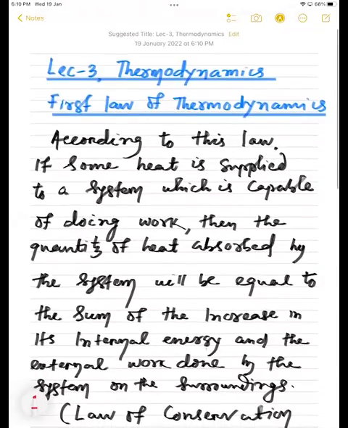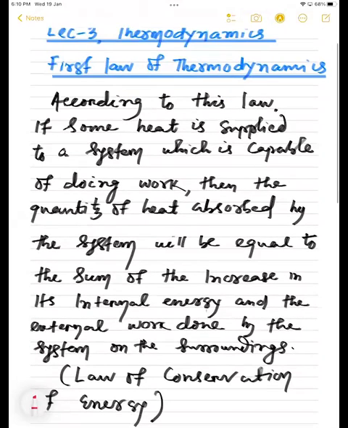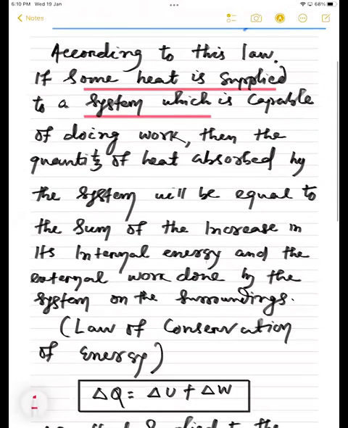Students, in lecture 3 of thermodynamics, let's go to the first law of thermodynamics. What does this law state actually? According to this law, students, some heat is supplied to a system, right? Let's say we want to do some work and we give some heat. Giving heat means endothermic, right, in any reaction, and the system is capable of doing some work, right?